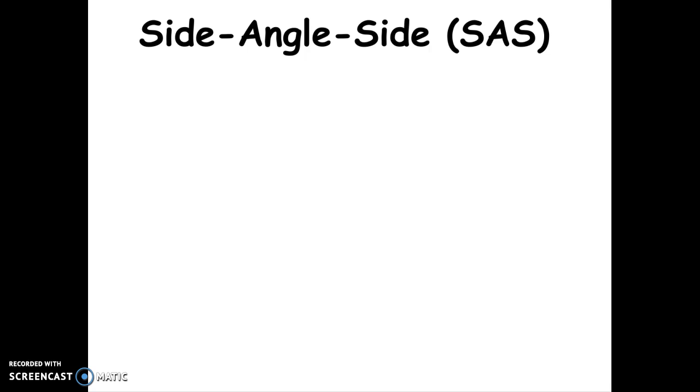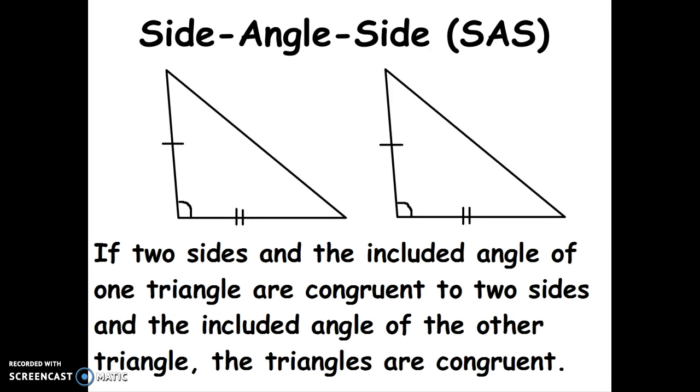Side angle side, or SAS. If two sides and the included angle of one triangle are congruent to two sides and the included angle of the other triangle, then the triangles are congruent. And by included angle, we mean the angle that is in between the two sides.